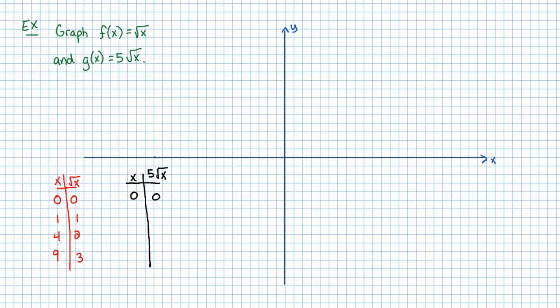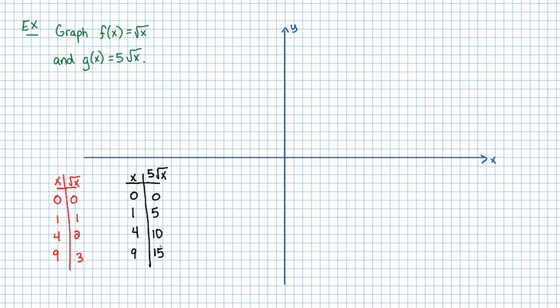And now I'm going to make a table for 5 times the square root of x. When you plug in 0, well, square root of 0 is 0. 0 times 5 is still 0. You plug in 1, square root of 1 is 1, times 5 is 5. Plug in 4, square root of 4 is 2, times 5 is 10. And then plug in 9, square root of 9 is 3, times 5 is 15.